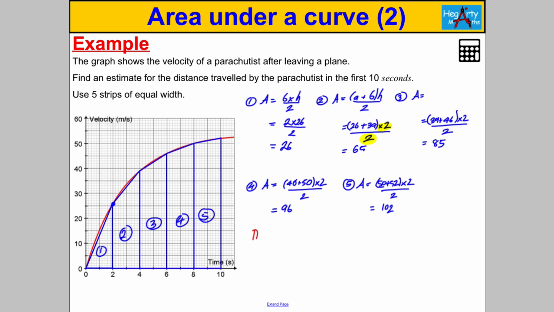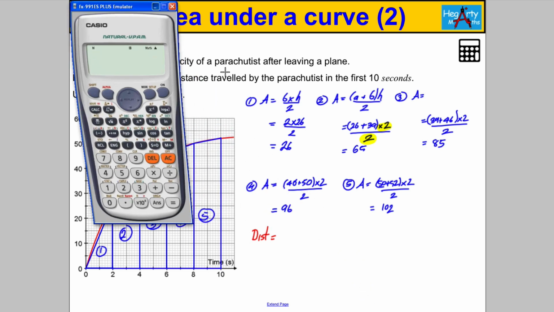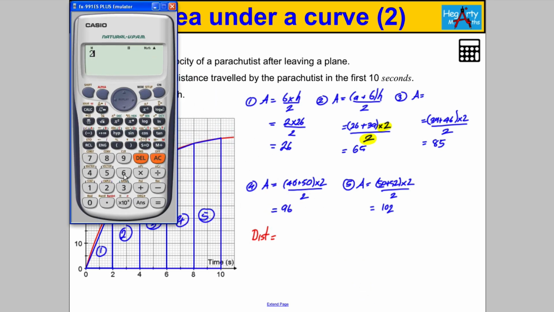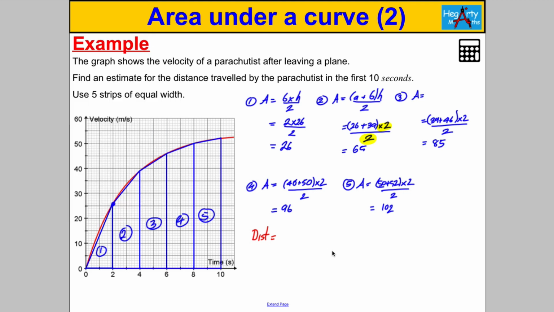So to work out the distance is going to be the sum of these. So just to get the calculator out to do it quickly, it's going to be 26 add 65 add 85 add 96 add 102, and our distance here is 374, and the unit is going to be meters. And we're done.